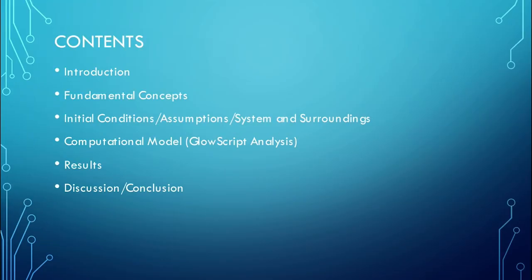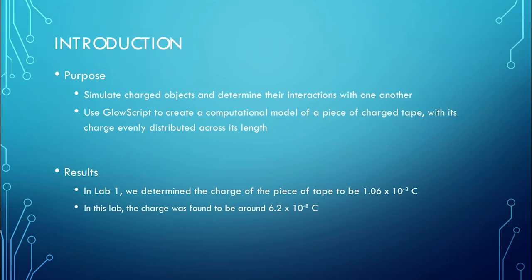Before we get started, I'd like to briefly discuss the contents of this experiment. First, I will introduce this experiment. I will then introduce some fundamental concepts that are at the foundation of this. I will then identify the initial conditions, assumptions made in the lab, and identify the system and the surroundings. Then I'll dive into my computational model via my GlowScript analysis. After this, I will discuss the results, and I will finally wrap up the report with discussion and conclusion while answering the assigned what if and why does it matter questions.